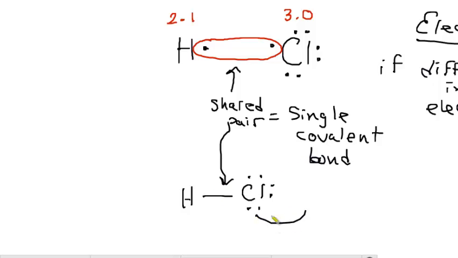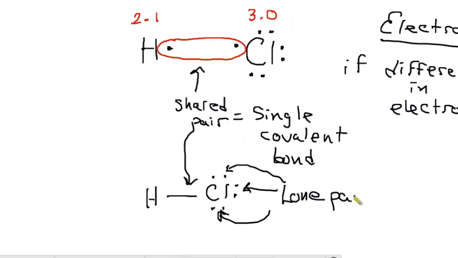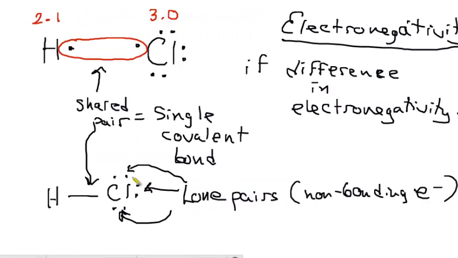These other pairs around chlorine here are not participating in bonding, but they are important. They're called lone pairs. And they are important when I'm showing the bonding in a molecule, but they are not involved in bonding. So lone pairs is what we usually call those. The pair of electrons that's shared is called a bond pair, or just a single covalent bond, or just a bond.